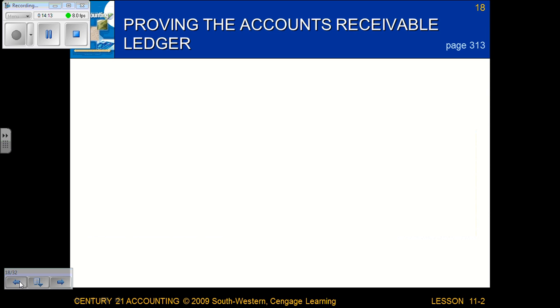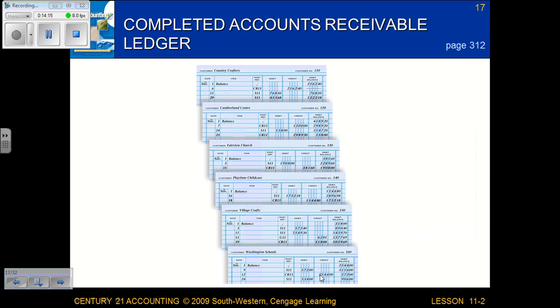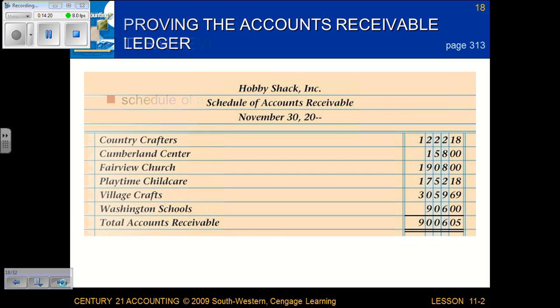$9,006.05. If I was to go back and add up all of these balances, that should equal the same amount of money. That's also going to equal the same amount of money that is shown on just my accounts receivable account. So that number, you're able to check at two different places. When we total, we do the total accounts receivable. We draw our lines to rule it. And at the top for the header, we have the name of our company. Then we have schedule of accounts receivable, and we have the date this is prepared.